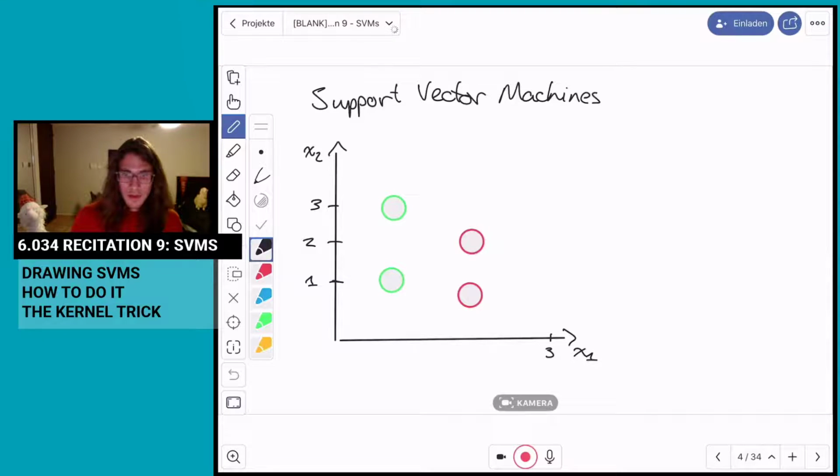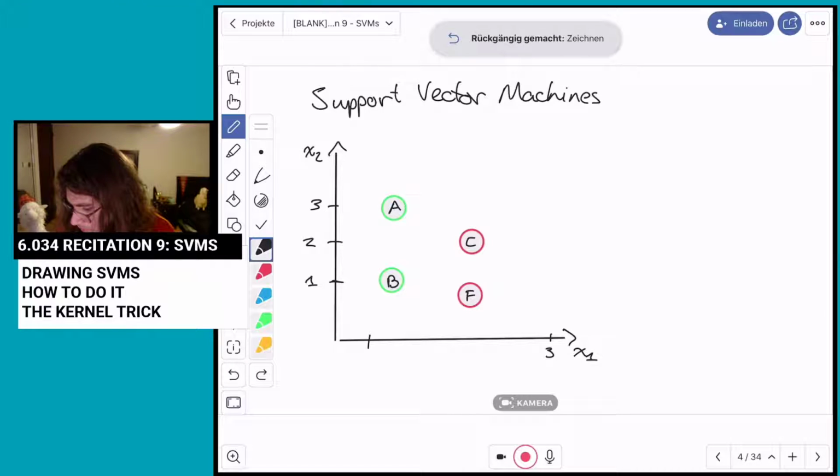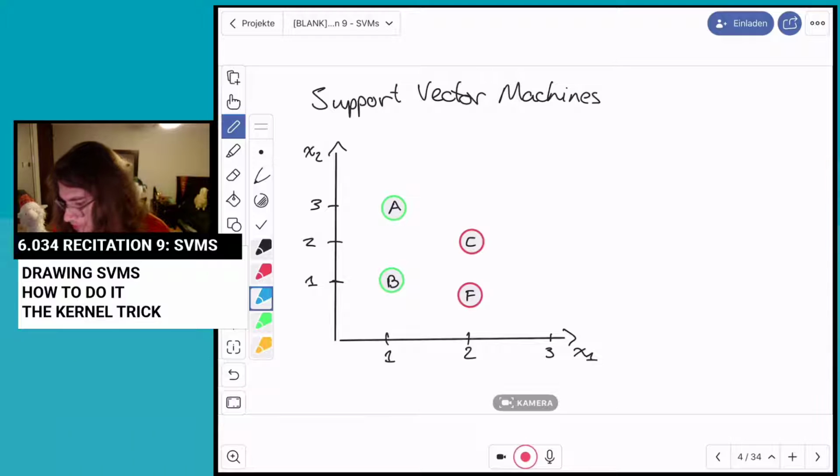Now let's look at how the layout is and label the different parts. So let's label these points A, B, C, and I'm going to skip a few letters and make this one F. You'll see why. Now I want to draw a decision boundary, just to start. And I see I'm missing a few numbers from the axis accidentally. This would be a 1, this is a 2. I'm going to draw the decision boundary now.